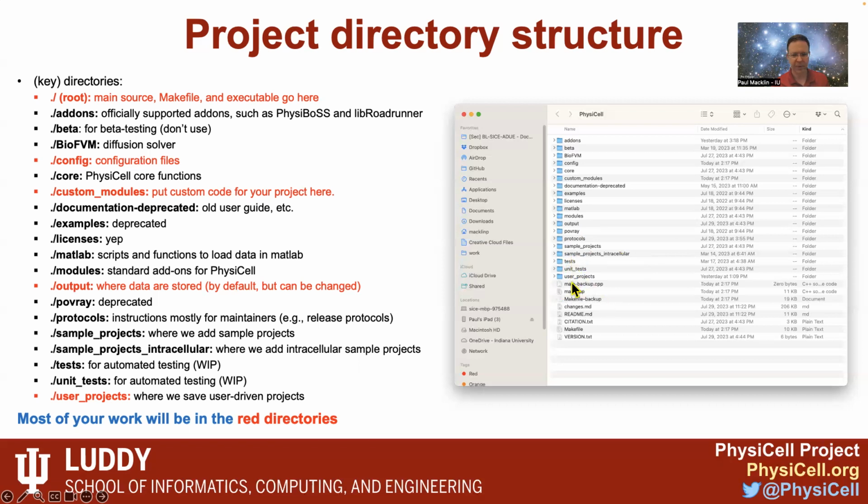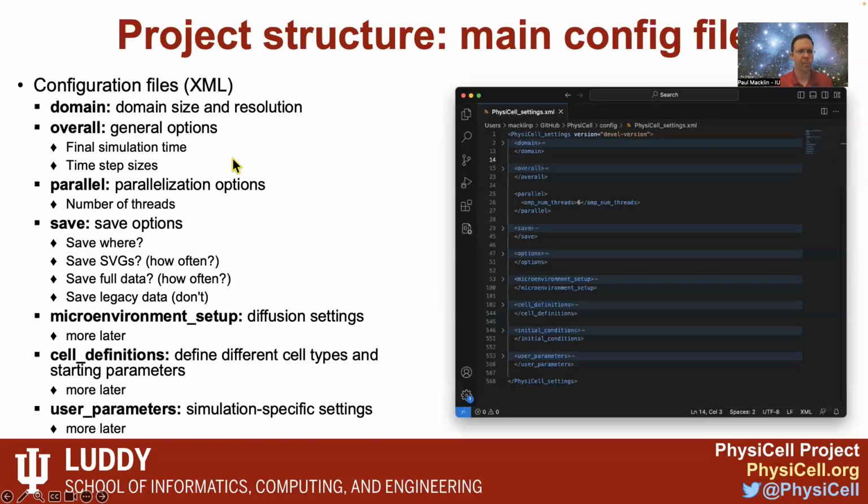And now another important directory is user projects. Down the road, as you start building your own PhysiCell projects, you will be saving them in user projects, and then you can save and reload and pack them and share them with others as you need to. When you work in PhysiCell, most of your work will be in these red directories. In the root directory, the configuration files, custom modules, which is where you would put any custom C++ source files. Output is where your simulation saves, and user projects is where you save your overall project in case you want to switch between different projects.